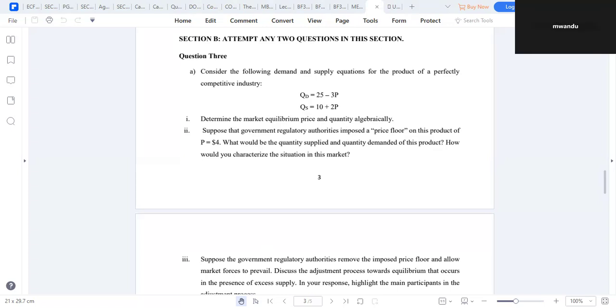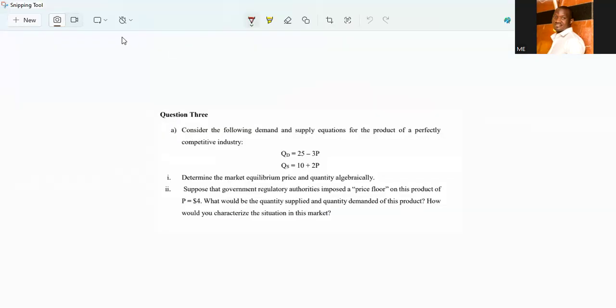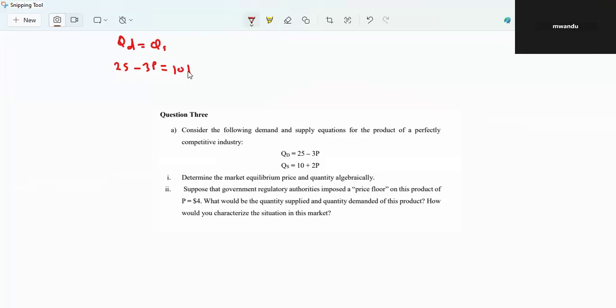All right, so we're given a scenario where the demand function and the supply function are given. So remind me, how do we find equilibrium? Equilibrium occurs when quantity demanded is equal to what? Quantity supplied. What is our quantity demanded? 25 minus 3P. And what is our quantity supplied? 10 plus 2P. Okay, good.